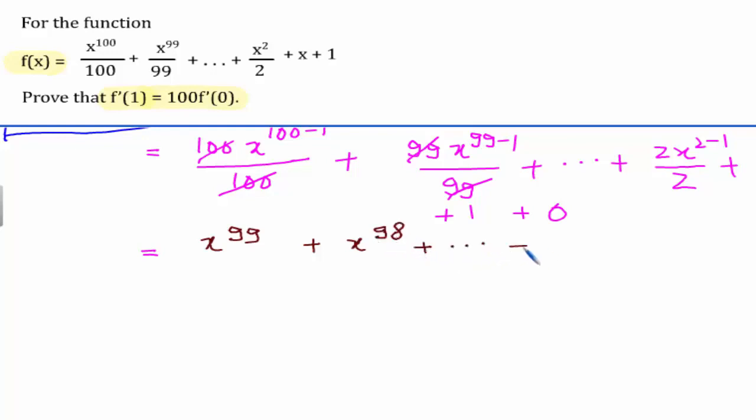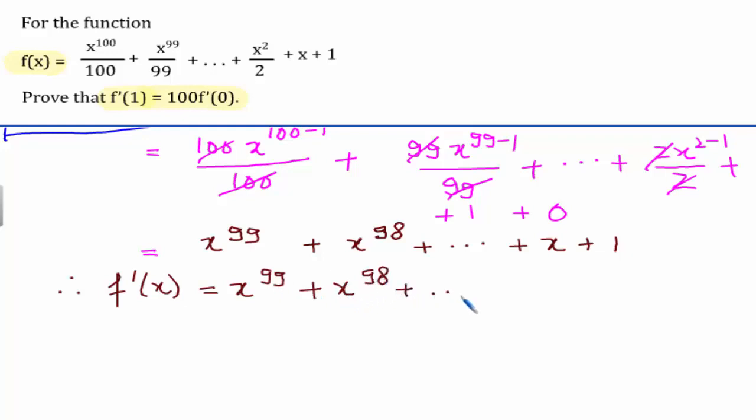Now here, cancelling the common factor 2 from the numerator and denominator, we have x raised to the power 2 minus 1, which is 1 plus 1. Therefore, f dash x is equal to x raised to the power 99 plus x raised to the power 98 plus so on up to x plus 1.